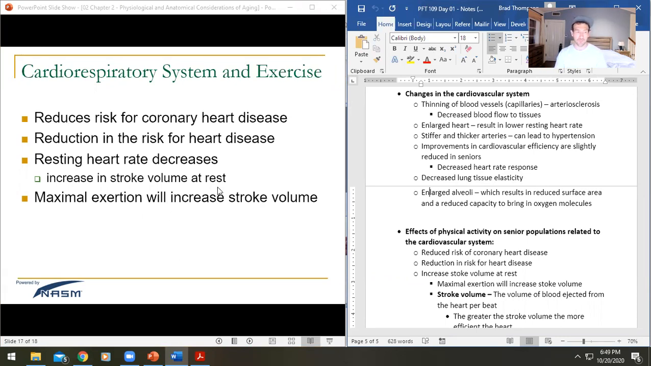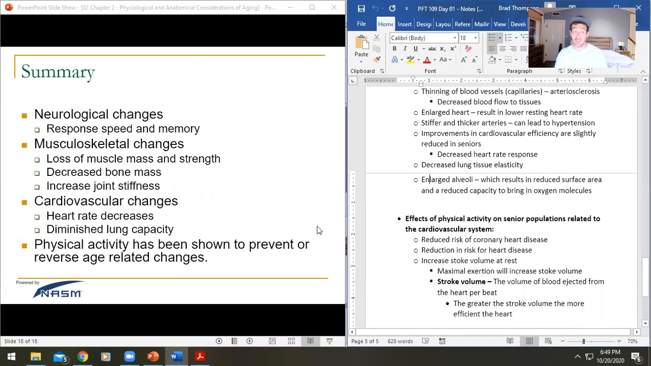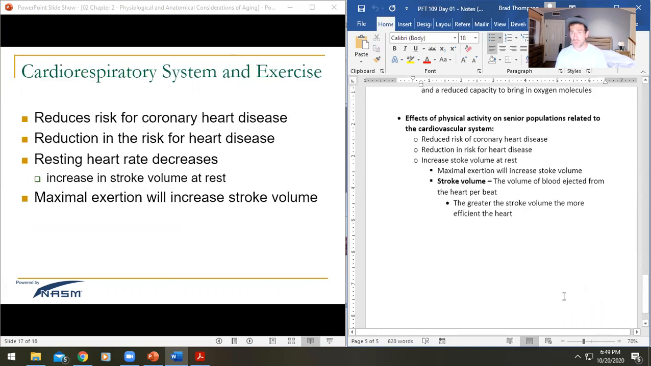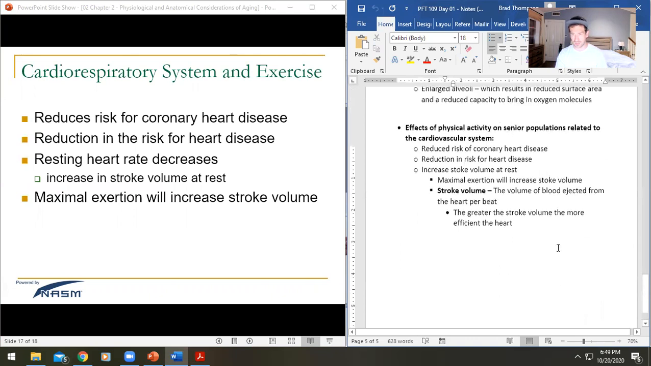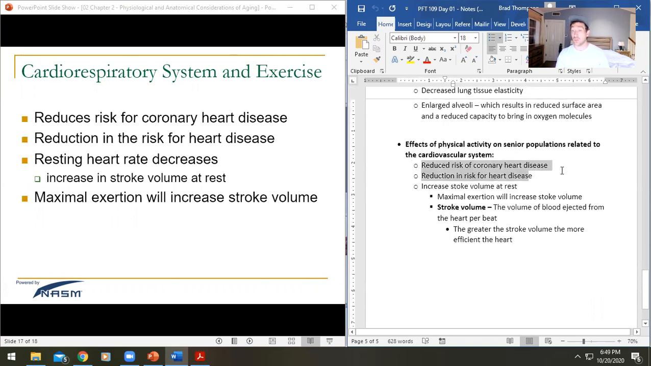So here's what's awesome though. We do know that we have positive effects from exercising. So we see a reduced risk for coronary heart disease. Obviously, we've spent plenty of time talking about how exercise is going to reduce your risk for heart disease. We're going to see an increase in your stroke volume, which is great.